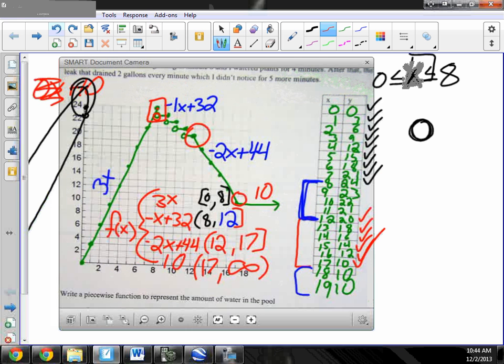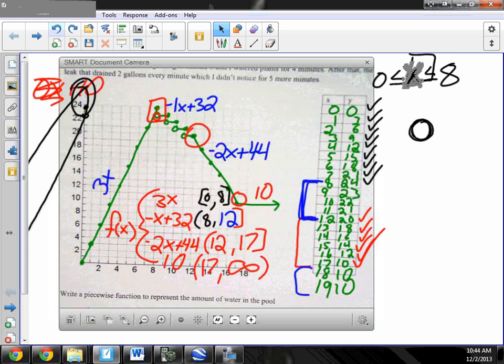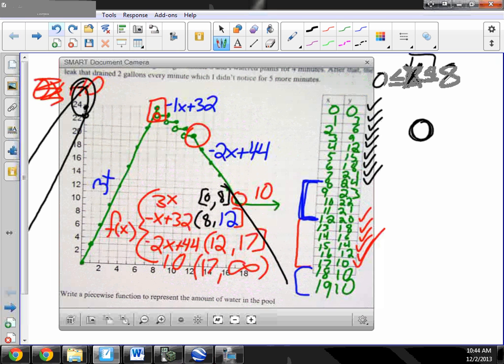If I didn't fix the leak, how long before the pool would be empty? So if we were to continue this line down, how long is it going to take before the pool runs out of water? Well, there are 10 gallons left. How fast is it leaking? 2 gallons a minute, so 5 more minutes would put me at what time? It would be 22 minutes.